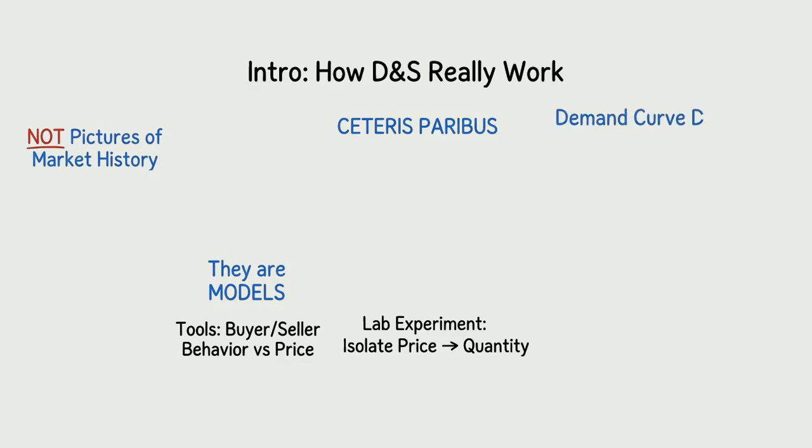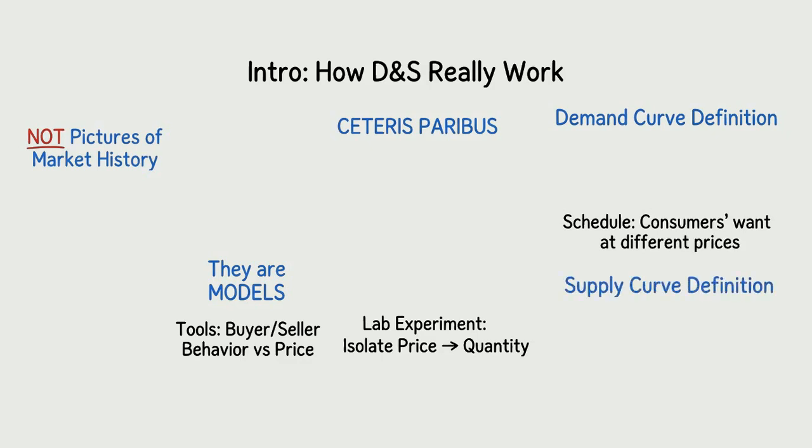So what is a demand curve? It's a schedule that tells you how much of a good consumers would want to buy at different prices, assuming their income, tastes, and everything else don't change. And the supply curve? Same idea, but from the seller side. It shows how much producers would be willing to sell at different prices, again, holding everything else constant.